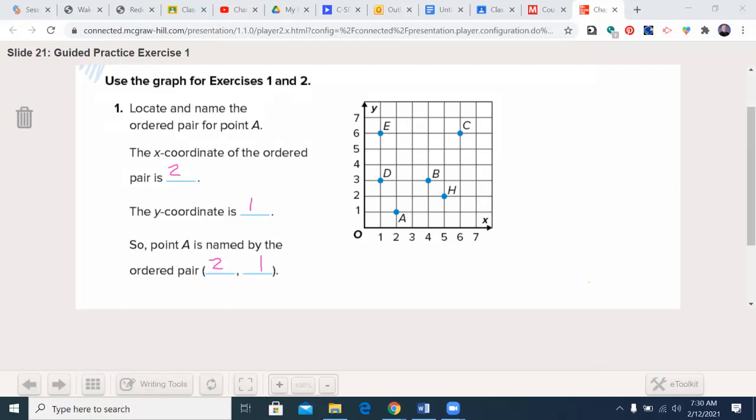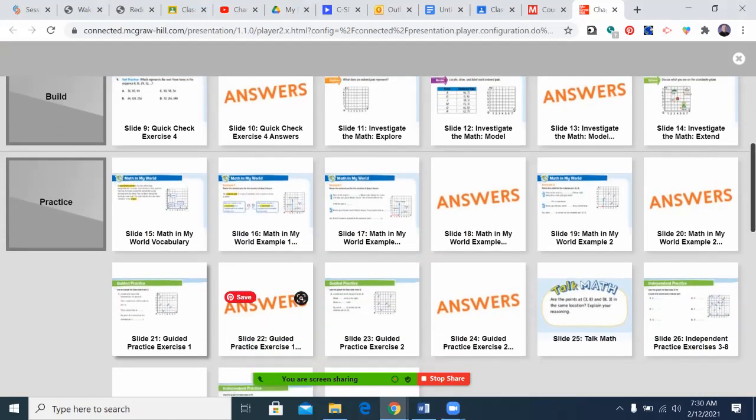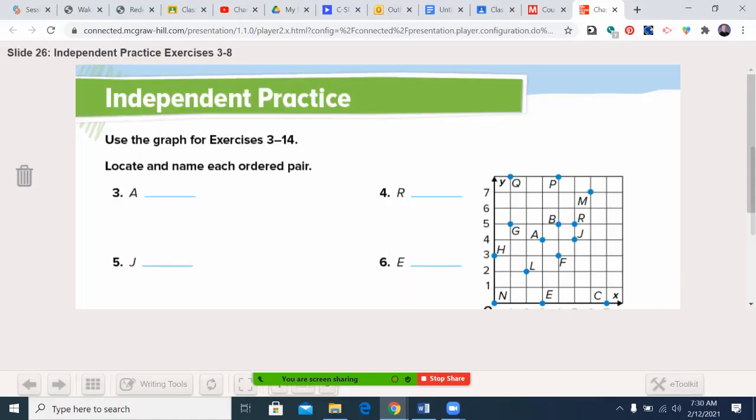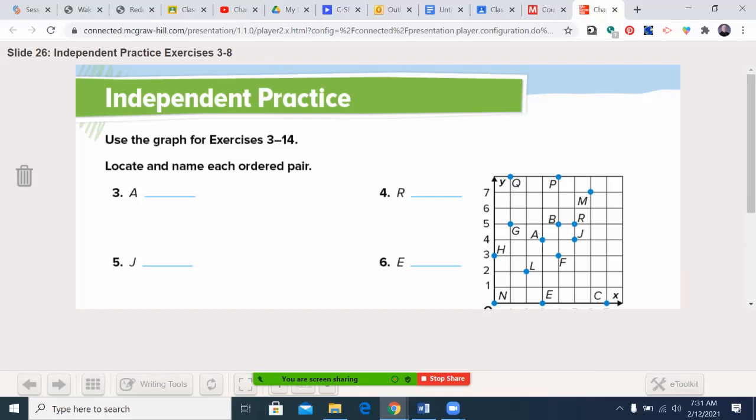All right, I'd like you to practice a couple. Once I clear this, at the top of the next page, I want you to locate and name each ordered pair. Remember to write it in the format of a parenthesis, a digit, a comma, a digit, and a parenthesis. Write them on here, and then we'll come back and check our answers. You may pause the video, complete it, unpause the video, and you're ready. You may pause the video now.